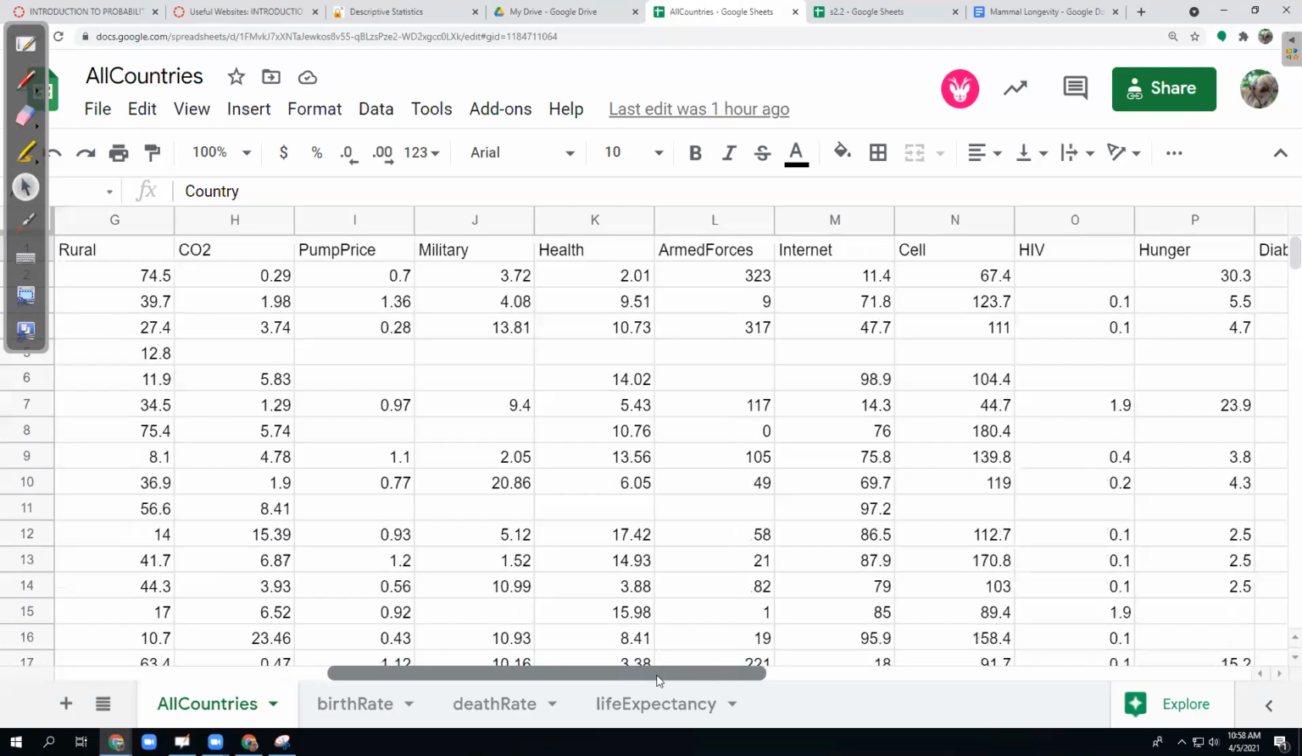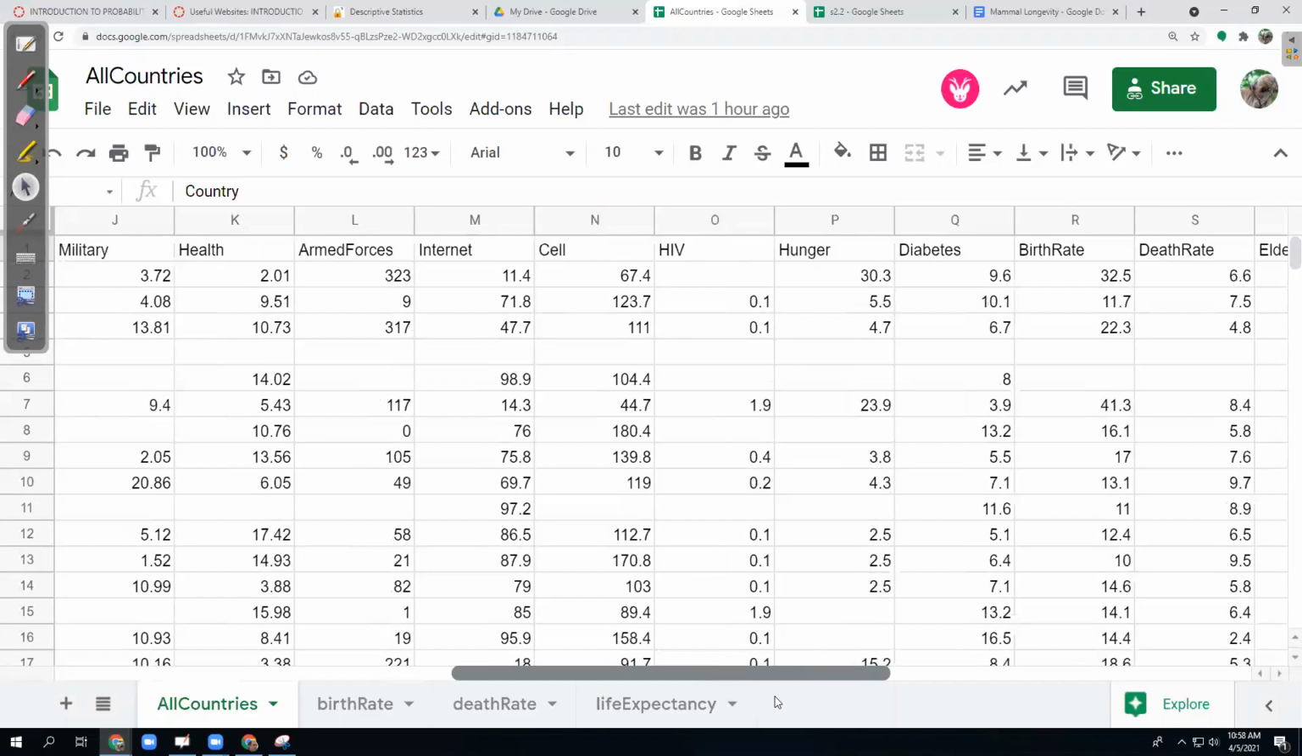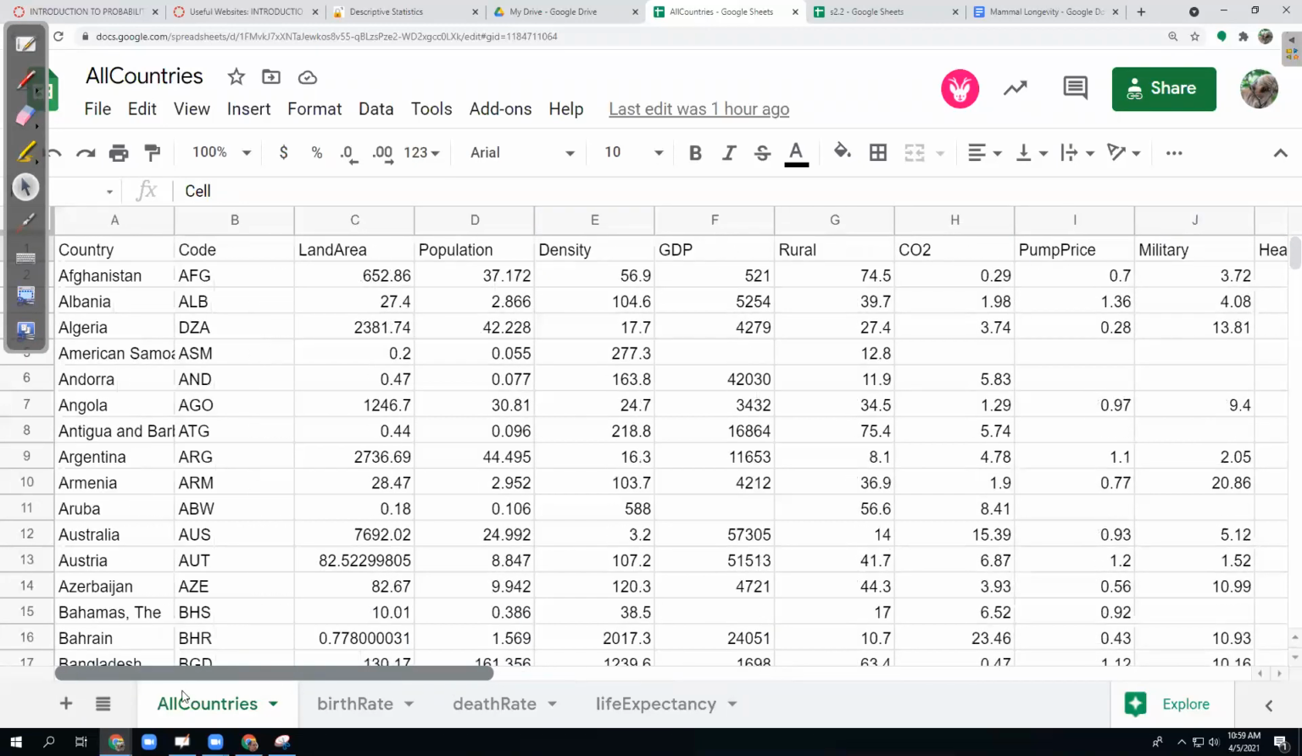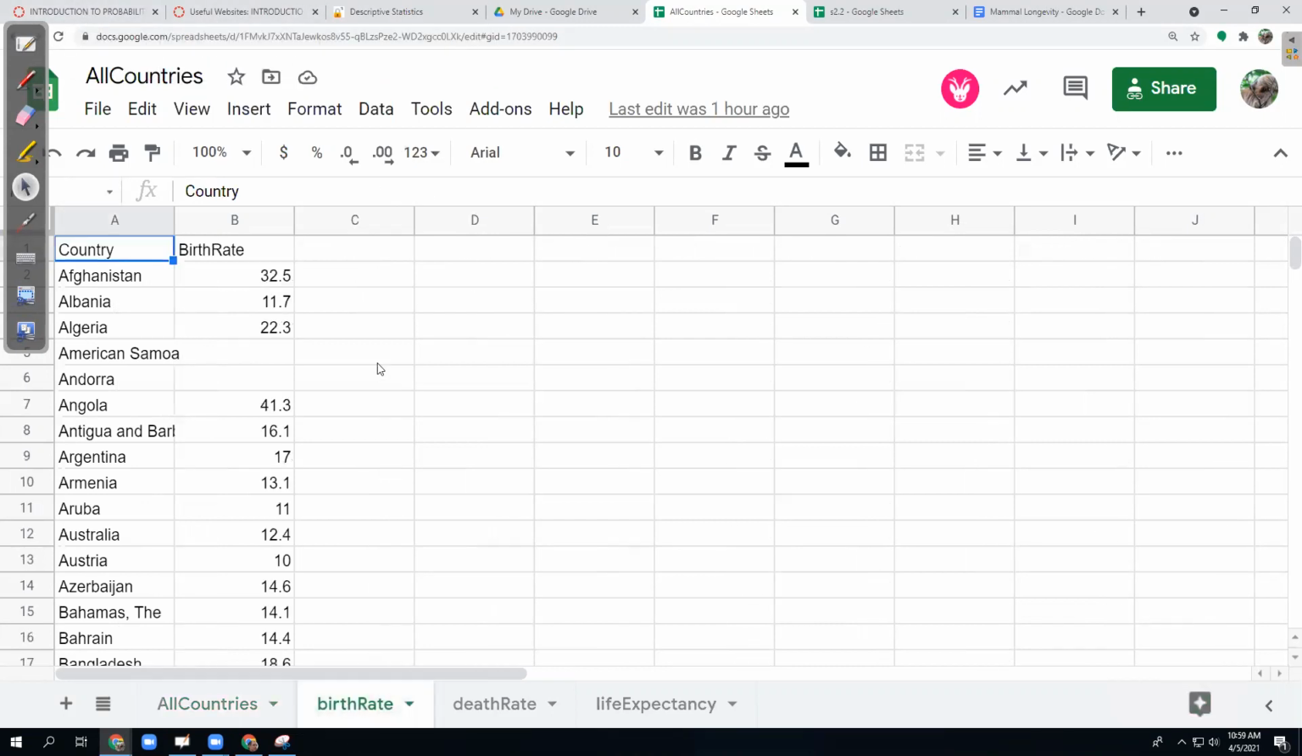Remember, when we look at these summary tables or tables of data, it's sometimes hard to know what each column means. What does internet mean? What does cell mean? These descriptions are usually in the back of the book. So birth rate is just the percent of births that happen each year in this country. I chose to bring the country name in with it.